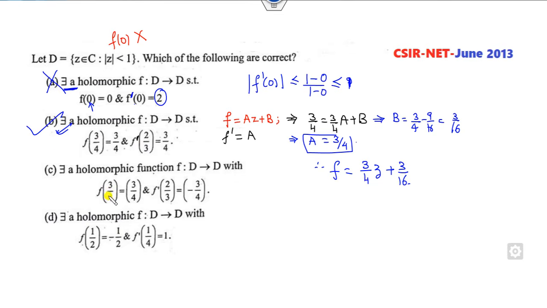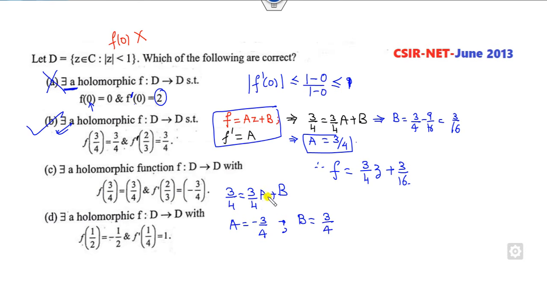Look at this one. Again, I can apply this formula here. Then f of 3 by 4 is 3 by 4 a plus b, and f dash is a, so a will be minus 3 over 4. Once a is minus 3 over 4, can you find b from here? It is 3 over 4 minus minus plus 9 over 16. So that's again a finite answer. So you get a finite and b finite. So yes, this is a correct answer.